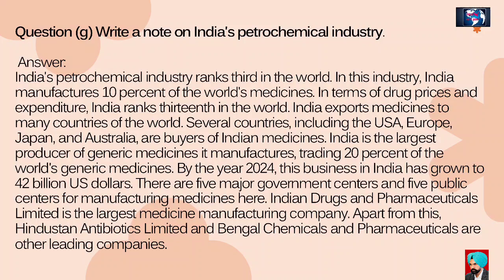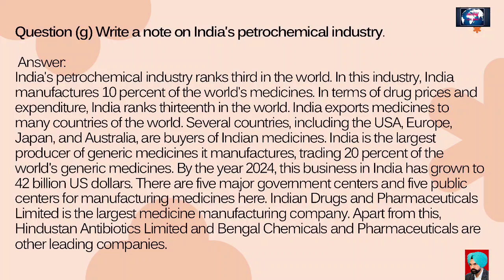Question G. Write a note on India's petrochemical industry. Answer. India's petrochemical industry ranks third in the world. In this industry, India manufactures 10% of the world's medicines. In terms of drug prices and expenditure, India ranks 13th in the world. India exports medicines to many countries of the world. Several countries, including the USA, Europe, Japan, and Australia, are buyers of Indian medicines. India is the largest producer of generic medicines, trading 20% of the world's generic medicines.